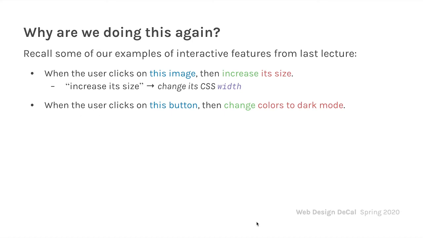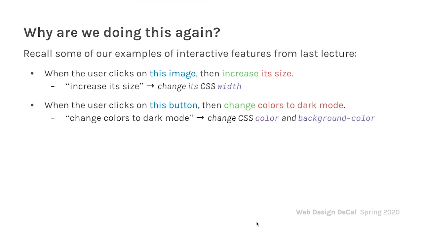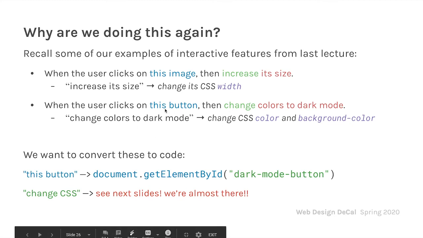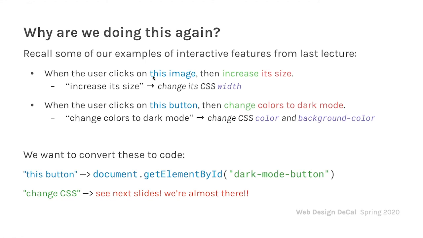And we talked about when you click on the button, you change the colors to dark mode, and how that corresponds to changing the CSS color and background color of the page. So now we want to get closer to converting these things to real functional code. And what I mean is that when we're talking about our features, we always refer to something that the user clicks on, whether it's this button that the user clicks on or the image that they click on. So in our code, we have to have a way of referring to what button or what image we're talking about.